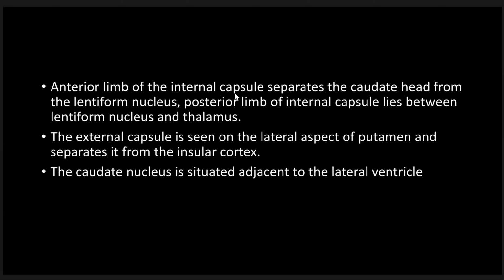The anterior limb of the internal capsule separates the caudate head from the lentiform nucleus, and the posterior limb of the internal capsule lies between the lentiform nucleus and the thalamus. The external capsule is seen on the lateral aspect of the putamen and separates it from the insular cortex. The caudate nucleus is situated adjacent to the lateral ventricular frontal horn.